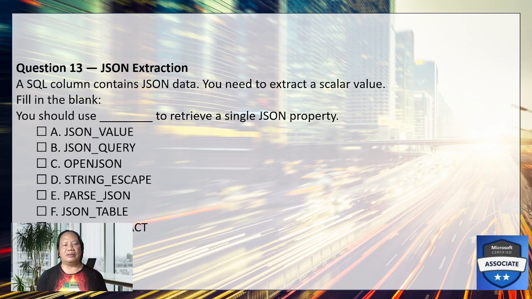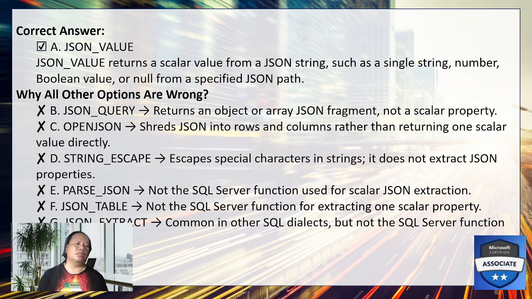Again, you are required to extract a single property in JSON data, a scalar value. And the answer is very obvious. That's JSON_VALUE. JSON_VALUE returns a scalar value from JSON strings, such as a single string, number, boolean value, or null, from a specified JSON path. JSON_QUERY returns an object or array JSON fragment. OPENJSON shreds JSON into rows and columns rather than returning one scalar value directly.